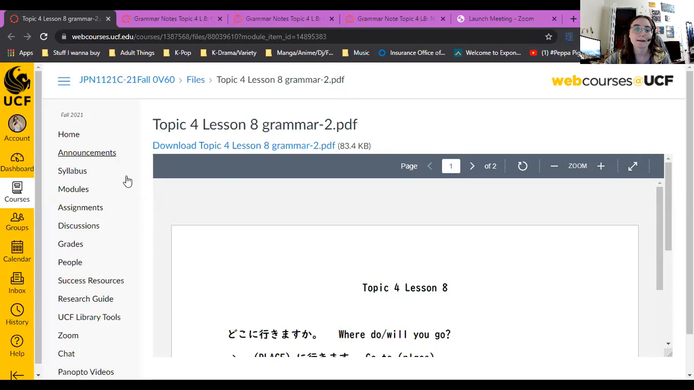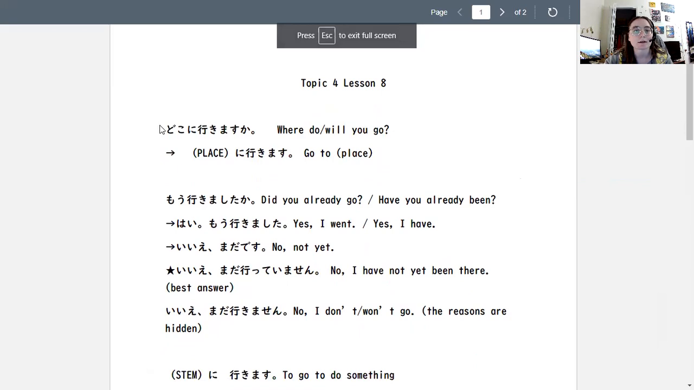So now we're going to look at Canvas and look at some more examples and the grammar notes. Okay, so this is going to be the lesson 8 grammar notes that's at the bottom in modules under class notes. So the first thing that it talks about, it says doko ni ikimasu ka? So where will you go or where do you go? And then place ni ikimasu. So I go to this place.